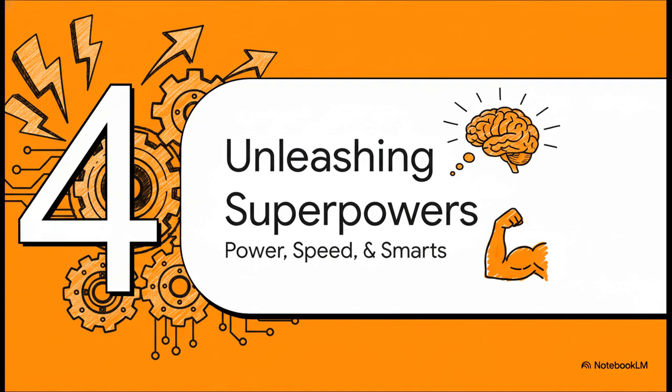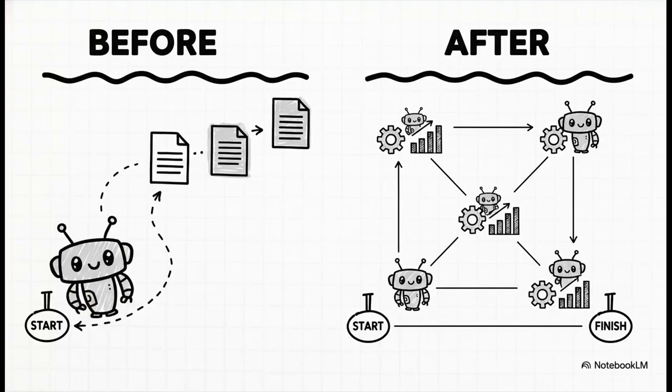Okay, so with control and honesty totally locked down, now it's time for the fun part. It's time to unleash the AI's superpowers. Let's look at how they made this thing not just trustworthy, but also incredibly fast, powerful, and smart. Think about it. A process this complex could be painfully slow, right? Well, the solution they came up with is called multi-agent parallelism. It's a fancy term, but the idea is simple.